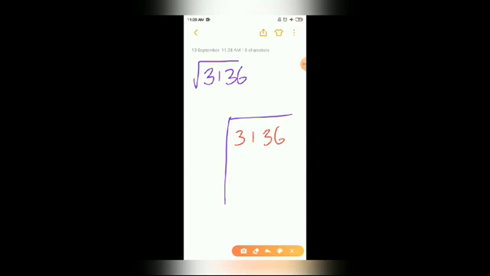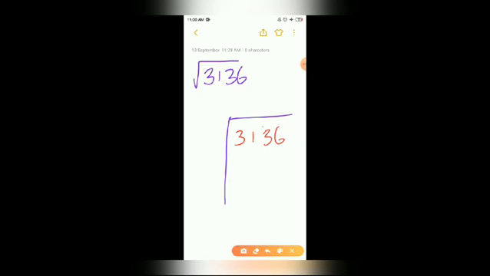Okay students, just listen. We want to find the square root of 3136 because it is the area of the square field. First, group the given numbers from the first place to the end of the number. Group means just pair two numbers.